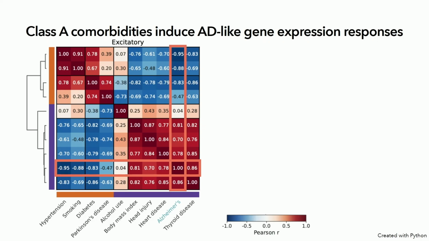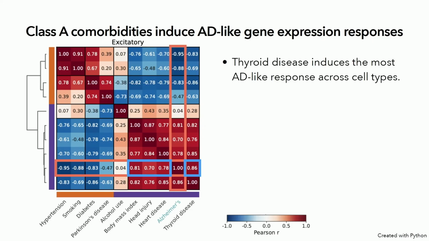This heat map shows the results in excitatory neurons. Red indicates a very similar response, while blue indicates an opposite response. Across many cell types, we found that thyroid disease induced the most AD-like response. Thyroid disease is a common and modifiable condition which causes hormonal imbalance.